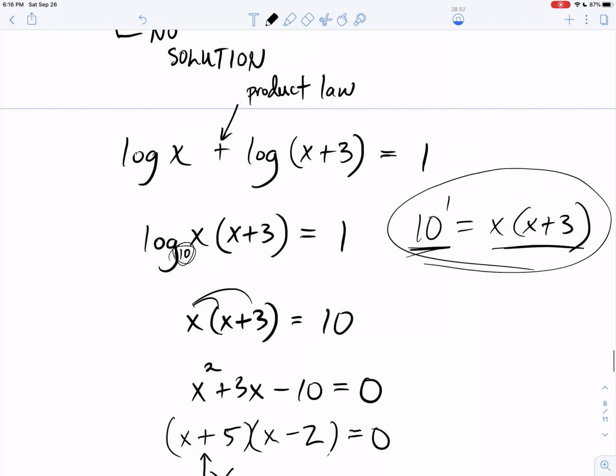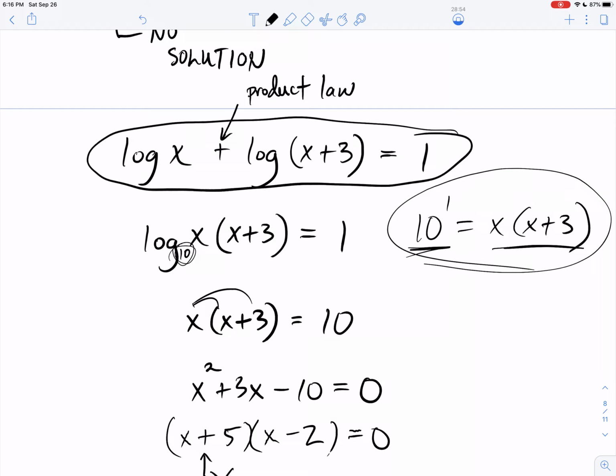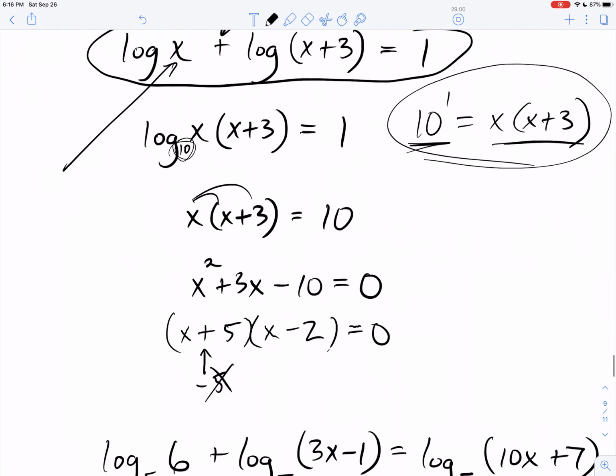I go back to my original problem. If I put a negative 5 here, I can't take the log of negative 5, but I could take the log of 2. That's legit. So in this case, the only answer that worked was 2. Once again, log equations. It's either 1, 2, or none. That's what happens when you're solving them.